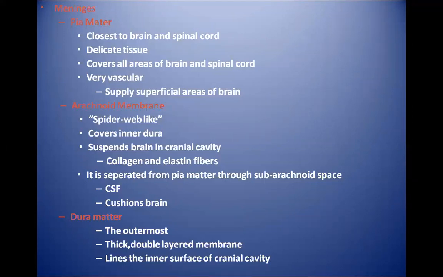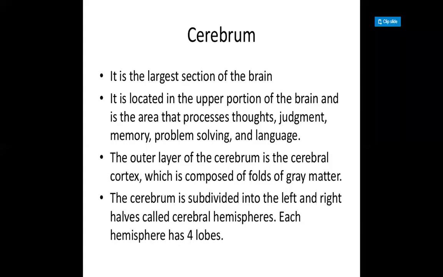The next is the dura mater. Dura mater, that is the outermost covering of the meninges. Meninges का जो outermost covering है that is dura mater. It is a thick double layered membrane. ये कैसा होता है, thick होता है और डबल लेयर मेम्ब्रेन है. Lines the inner surface of the cranial cavity. और ये कहाँ पे प्रेजेंट रहता है, it will be lining the inner surface. जो क्रेनियल कैविटी है उसका जो इनर सरफेस है वहां पे ये प्रेजेंट होता है. Then next one is the cerebrum.